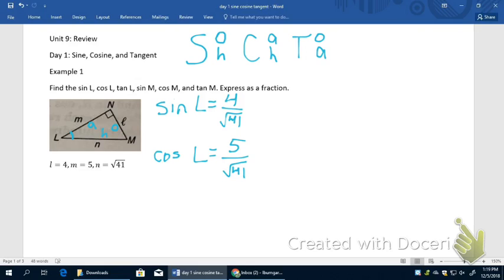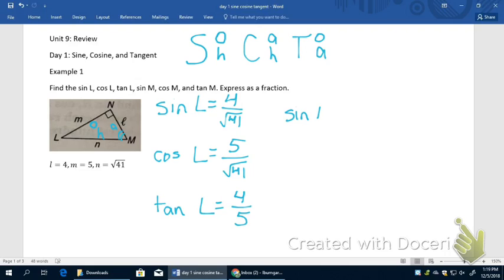And for the tangent of L, it's going to be opposite over adjacent, so opposite is L, adjacent is M, so 4 over 5 is my answer for tangent of L. Now, for my other 3 answers, I'm going to change to where I'm looking at angle M on my diagram. So if I'm looking at angle M, now my opposite is M, my adjacent is L, and my hypotenuse is N. So now this will change things up a bit, and I'll just go ahead and write in the answers.